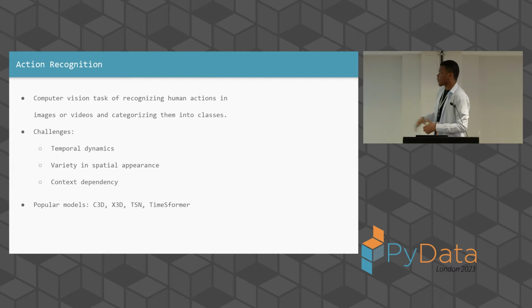Some popular models for this are the C3D, X3D, CSN, transformer. I'm just going to talk a little bit about some of them and their main ideas.